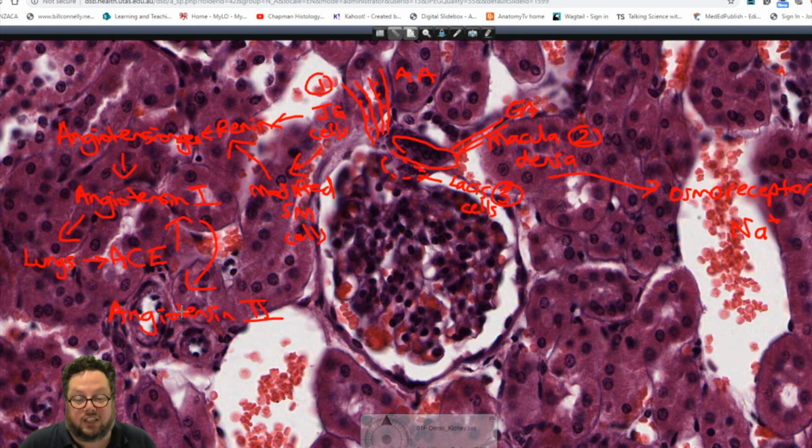So angiotensin 2 can actually have a direct role on the blood vessels, so it can cause vasoconstriction peripherally, which increases blood pressure. It can also cause constriction of the afferent arterioles and the capillaries to increase glomerular filtration rate. But angiotensin 2 also goes to the adrenal cortex, particularly the zona glomerulosa, and that releases aldosterone.